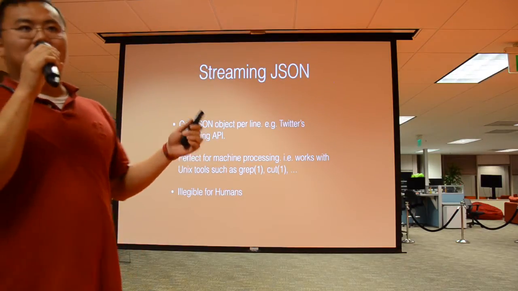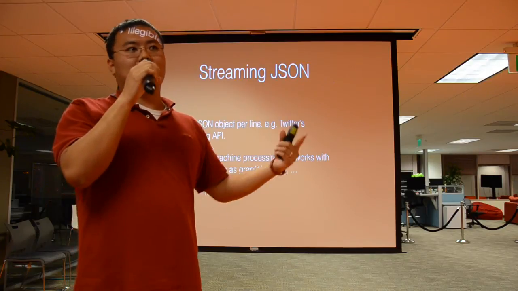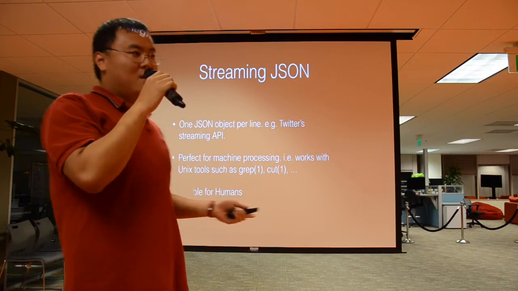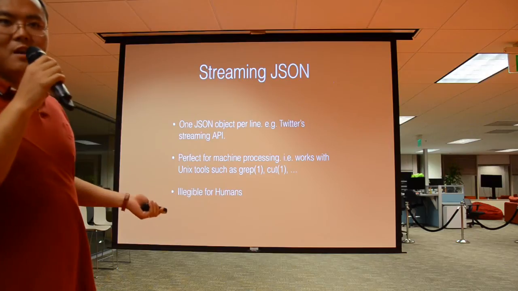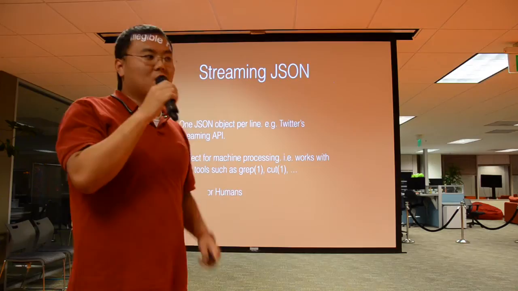Streaming JSON is basically a format where you have a fully qualified JSON object on every line, and each object is delimited by a \n. A great example of this is the Twitter streaming API, right? All your tweets get encapsulated in a JSON object, and they get streamed to you. So why is this great?